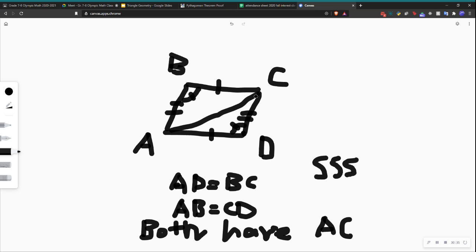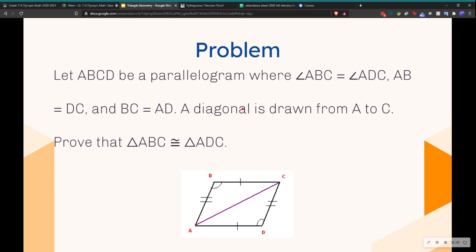There are some other methods you can use as well. Say you have these two side lengths, and then you also have the angle in between. You can use side, angle, side as well. So you have AD equal to BC, AB equal to CD, and angle ADC equal to angle ABC. So this angle is equal to this angle. Using side, angle, side, you can prove that these two triangles are congruent. Okay, any questions about this problem?